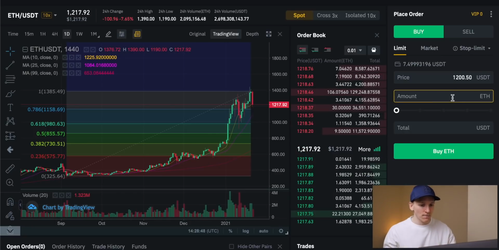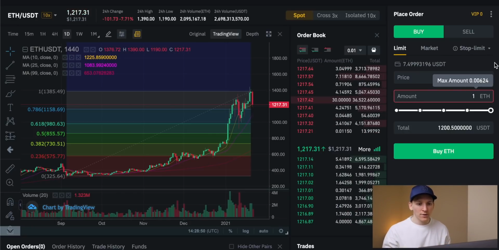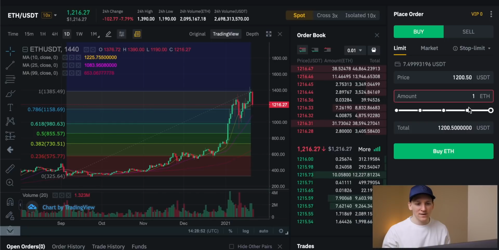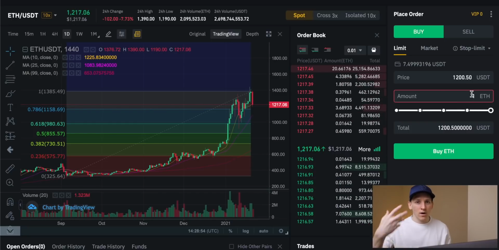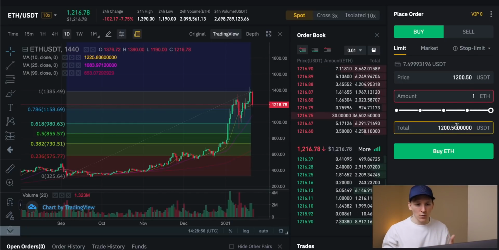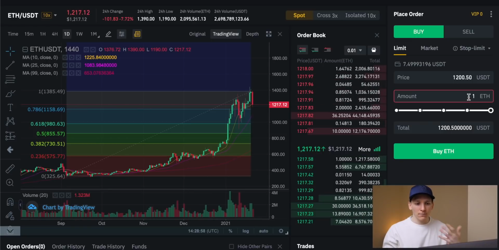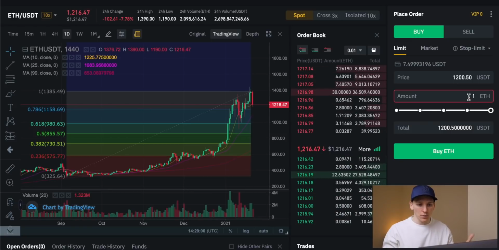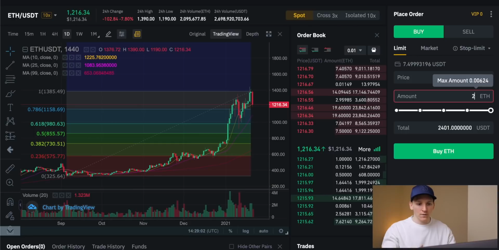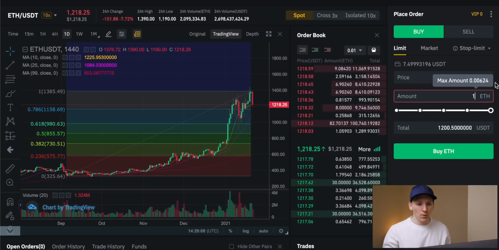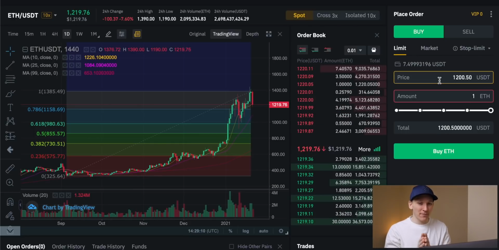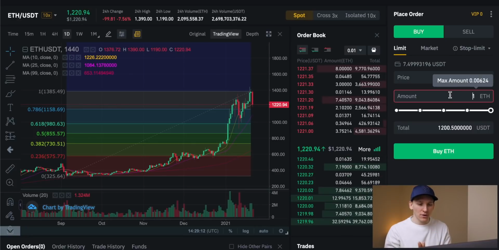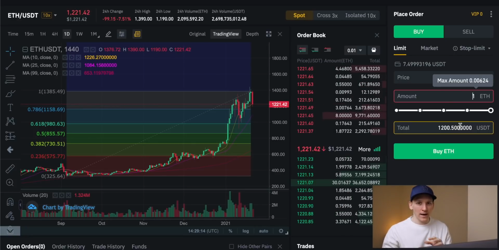So you can put the amount in. I want to buy 1 Ethereum, and you can see what happens here is it just uses the amount of Ethereum that you want to buy, times it by the price, and that is your total amount. If I doubled the Ethereum, the total USDT that I would need would also double. Put 2 in there, goes up to 2,400. So that is really a simple way of how to do it. You can choose the exact price you want to pay, the amount of Ethereum that you want to buy, and it will tell you how much you need to actually go ahead with that trade.